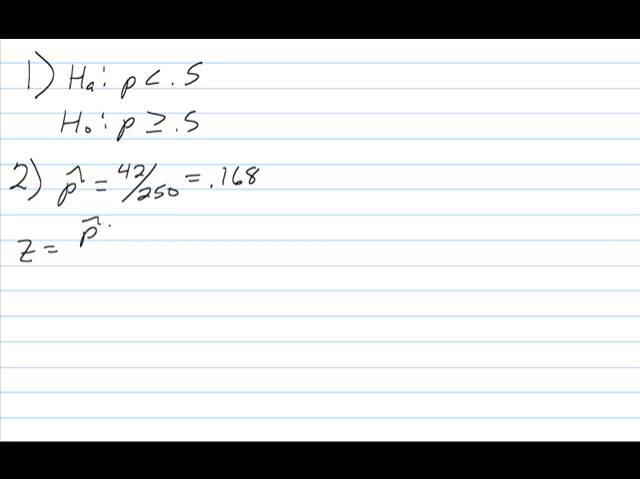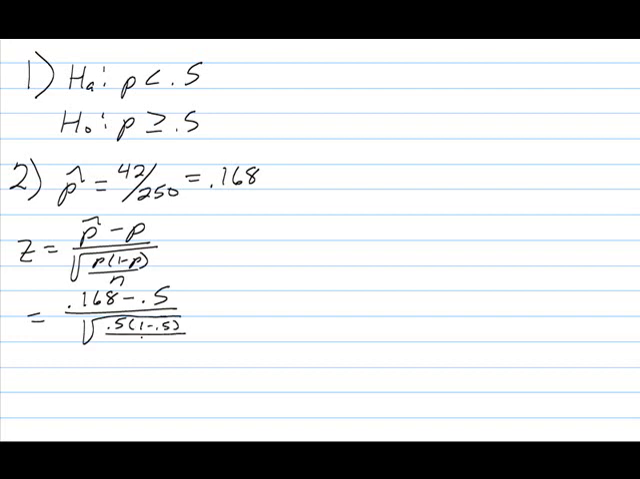Our test statistic is always p hat minus p over the square root of p times 1 minus p over n. So we plug in what we know. P hat is 0.168. P is what we're comparing against, which is 0.5. And that's the square root of 0.5 times 1 minus 0.5 over n, and n in this case was 250. So you crank out the math here, and when you do, you will get negative 10.5 as our test statistic. So that is step 2.